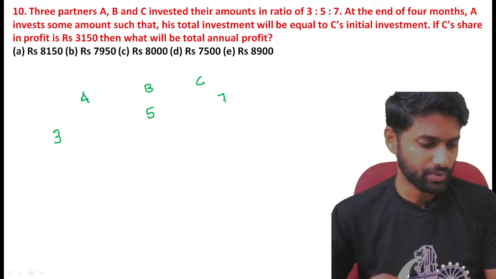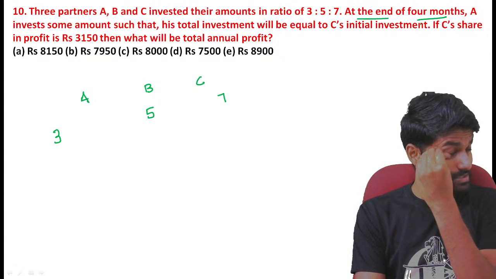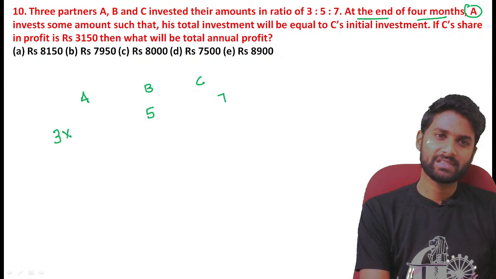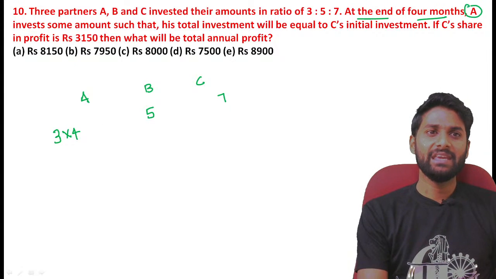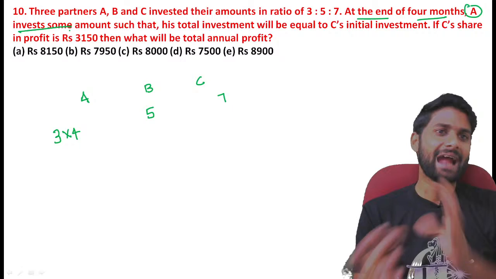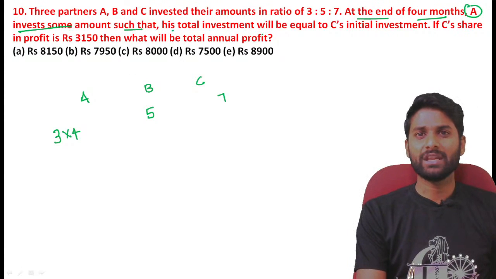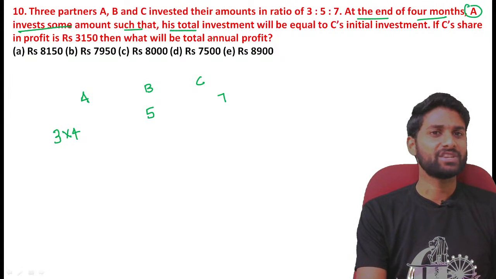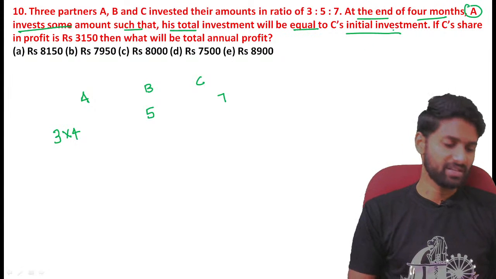I just assume a value. Now, after 4 months, there is a change in A. It means for the first 4 months, he maintained 3 units only. At the end of 4 months, he adds some amount. Whatever amount he added, his total investment after the addition is exactly equal to C's initial investment.